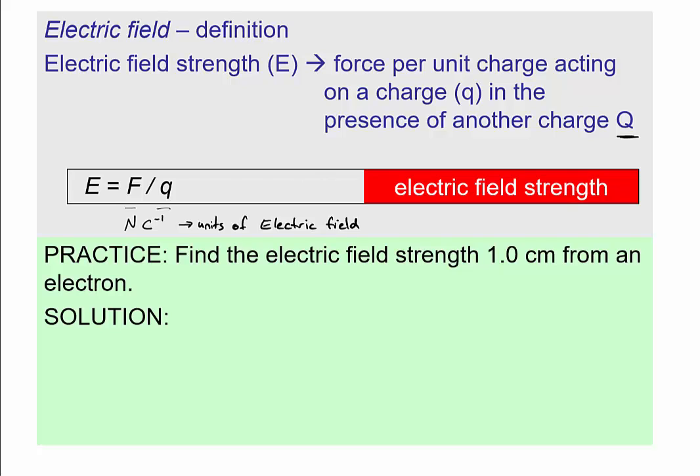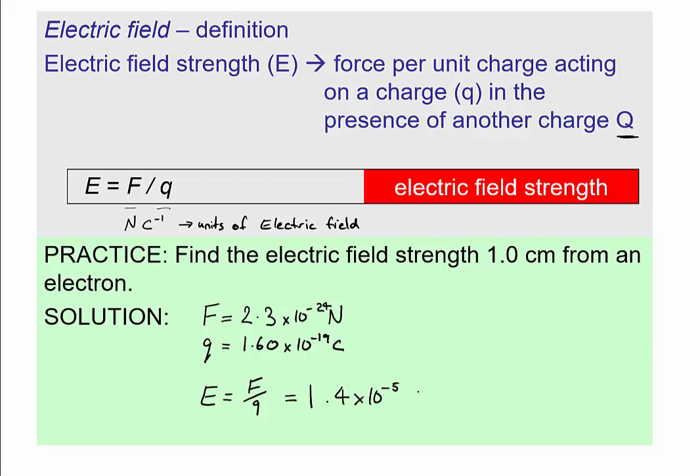Well, in the previous example that we looked at, we worked out the force between two electrons at a distance of 1 centimetre. And the charge on an electron that's caused this force is, of course, 1.6 by 10 to the minus 19. And then we can simply write the electric field is the force divided by the charge, which equals 1.4 by 10 to the minus 5. Don't forget the units, newtons per coulomb.